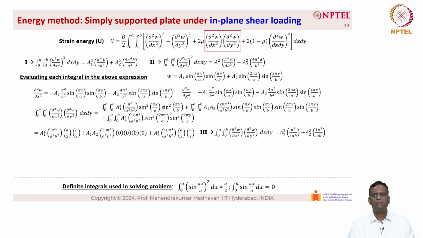So we have the third integral as a1 square into pi power 4 divided by 4ab plus a2 square into 4 pi power 4 divided by ab. Now let us look at the fourth integral, which is (∂²w/∂x∂y) the whole square.